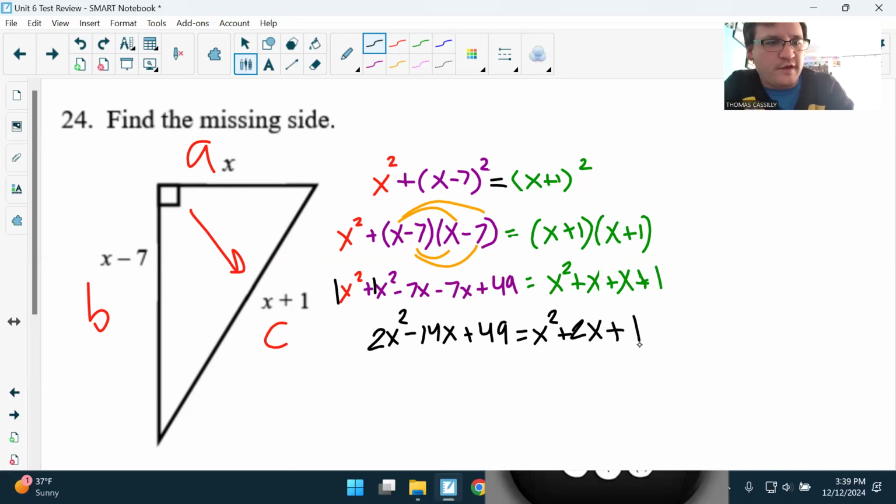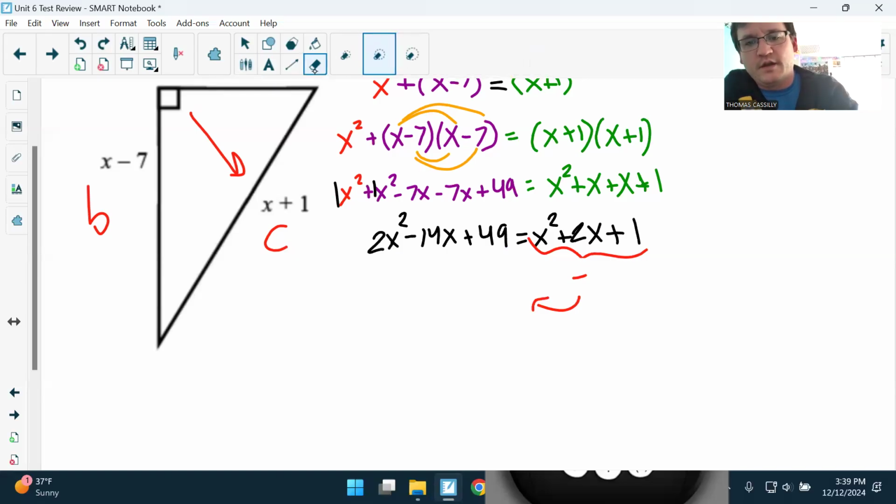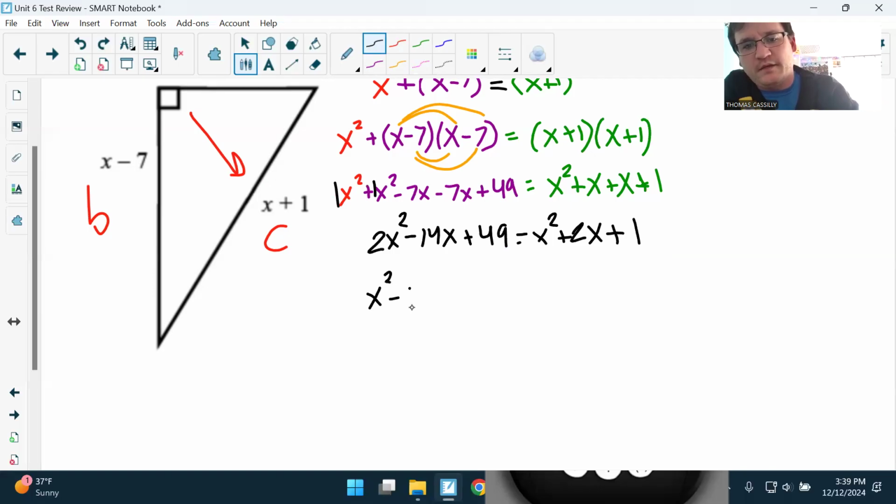Move everything over to one side. This will be a factoring problem, so I'm going to subtract all of this stuff. I'm going to subtract it from both sides. All right. So I'm not going to write that down, I'm just going to skip straight to it. So we end up with, what are we going to have here? x squared minus 16x plus 48 equals 0. All right, now we need to factor.